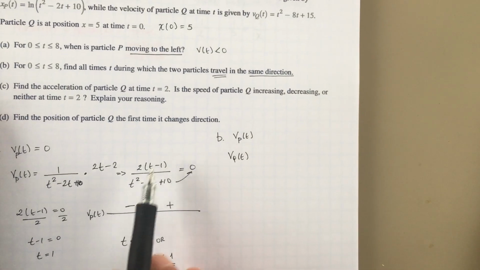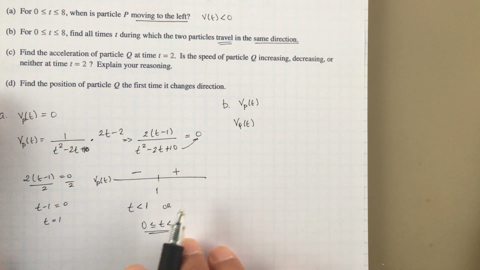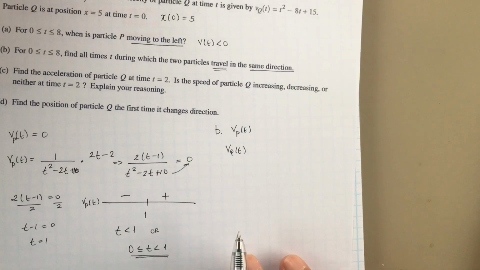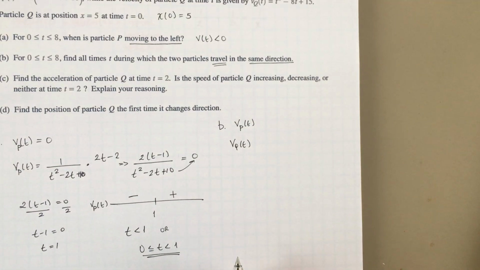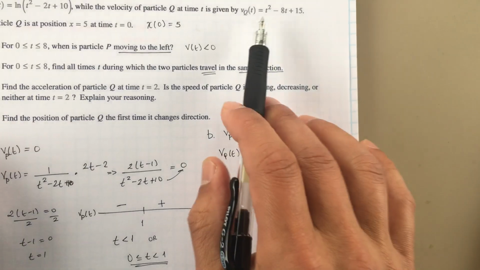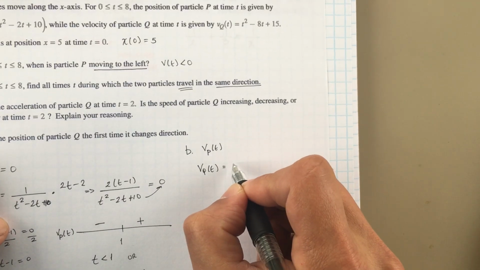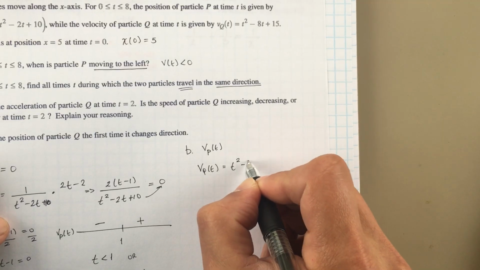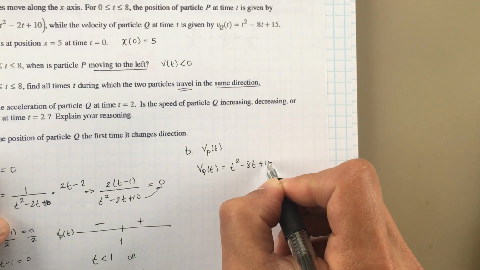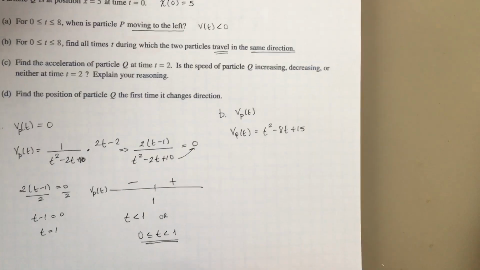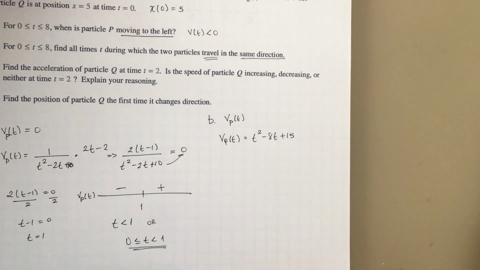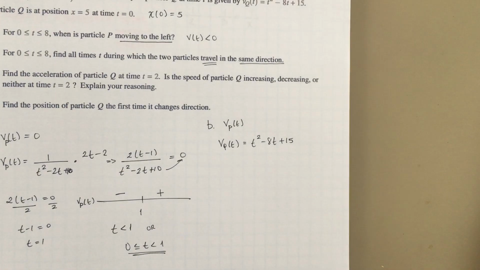Now in part A, I already did this. Now I need my velocity for particle q. Hey, check it out. They already give it to me. Nice. So the velocity of particle q is t squared minus at plus 15. And you notice that when they're asking you to do it by hand, they're not asking you to do this complicated algebraic manipulation, right?